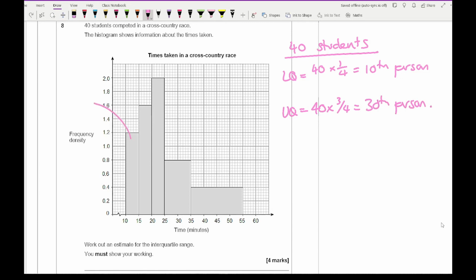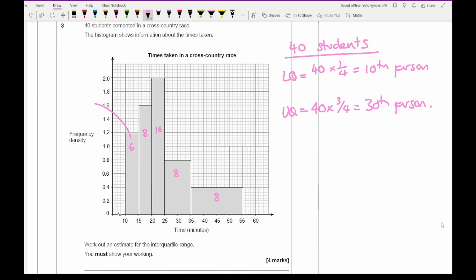So looking at this first column, that's going to have a frequency of 6. This second one is going to be 5 times 1.6, which is 8. This one is going to have 10. This one is going to have 8. And this one is going to have 8.